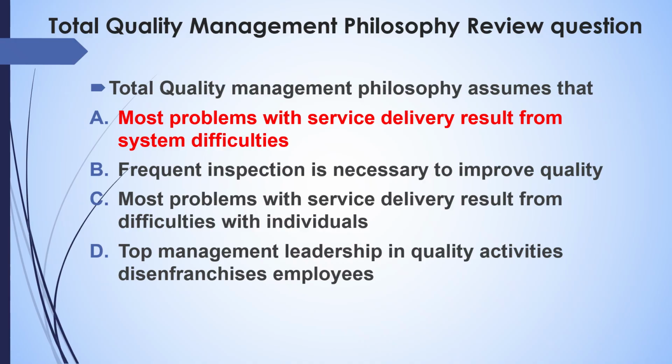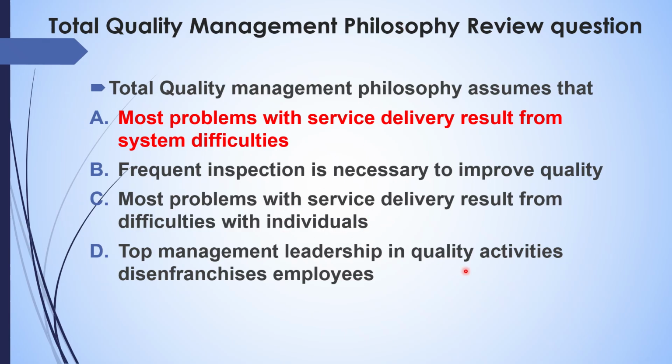The quality management philosophy assumes what? Most problems with service delivery result from system difficulties. Frequent inspection is necessary to improve quality. In total quality management philosophy, it doesn't say that they should have frequent inspection. Most problems with service delivery result from difficulties with individuals. So we are not concentrating on individuals in total quality management.